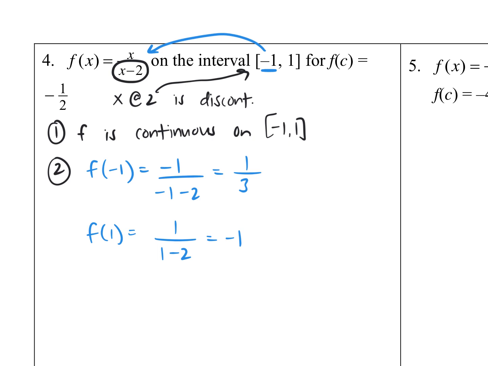Okay, now the question we're asking ourselves is, is f of c equal to -1/2 in between these two? Oh, thank you, -1/2. Yes. Okay, is f of c equal -1/2 in between those two values? Yes, on our x, if we think about a number line here, we've got -1, we've got 1/3. Yes, obviously -1/2 is in between those two. Okay? So we can say, therefore, the intermediate value theorem applies.